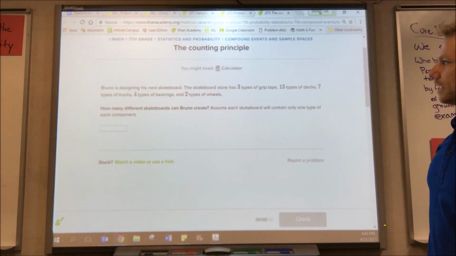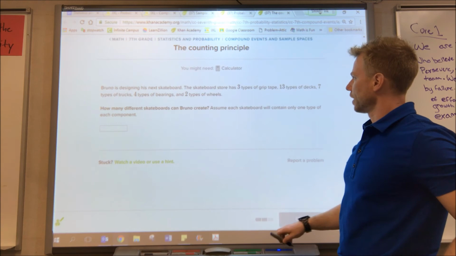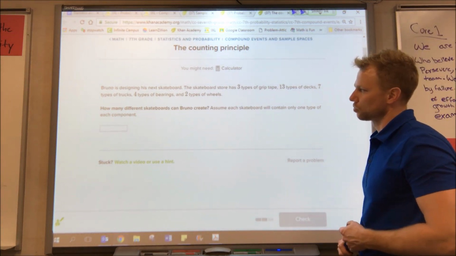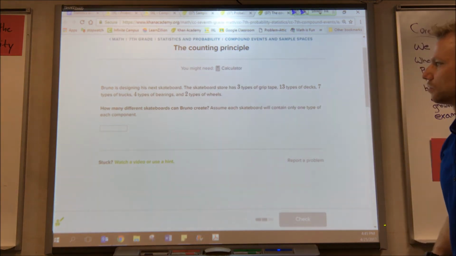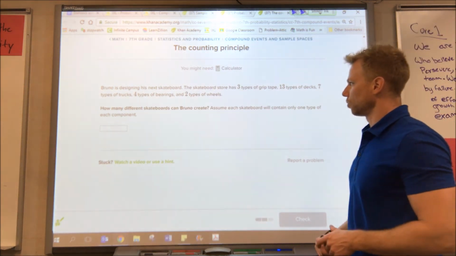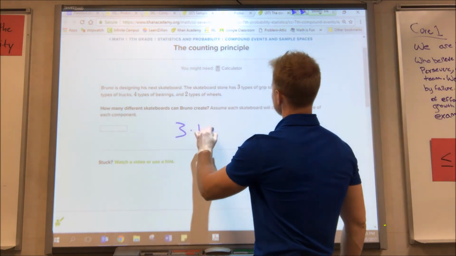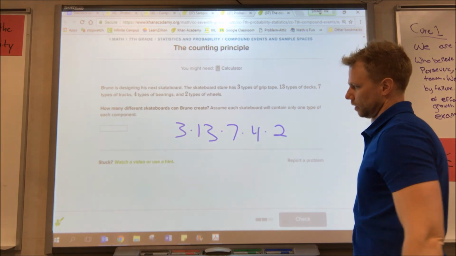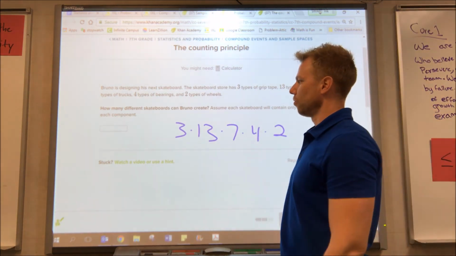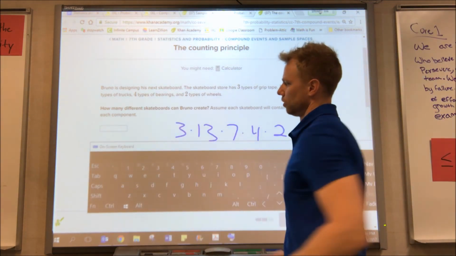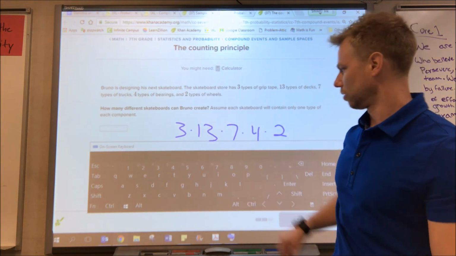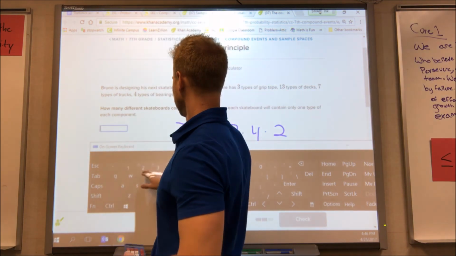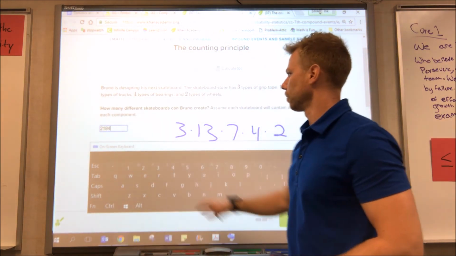All right, Bruno is designing his next skateboard. The skateboard store has 3 types of grip tape, 13 types of decks, 7 types of trucks, 4 types of bearings, and 2 types of wheels. How many different skateboards could he create? So we just have to multiply all of those together. 2,184 different possible skateboards that he could make with those options.